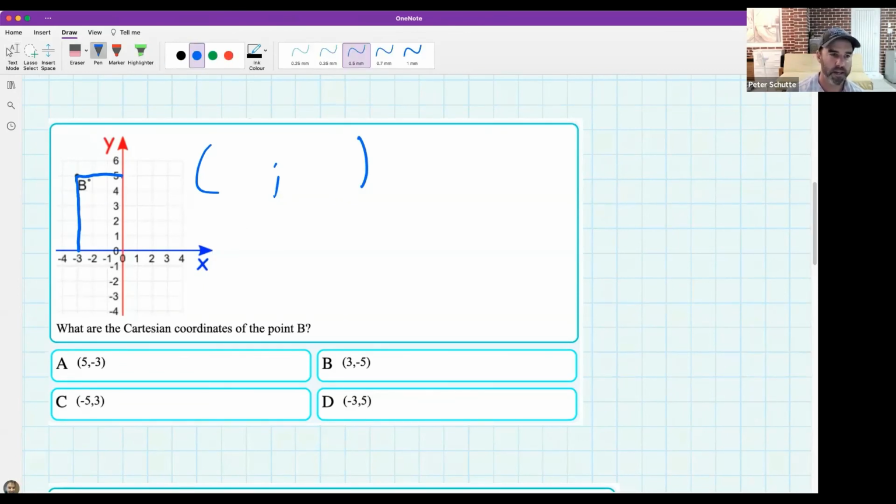So for me, if I look at the point B, it looks like X has to be in line with -3. And then the Y has to be in line with, it looks like to me, 5. So is there an answer which is -3, 5? It's going to be D.